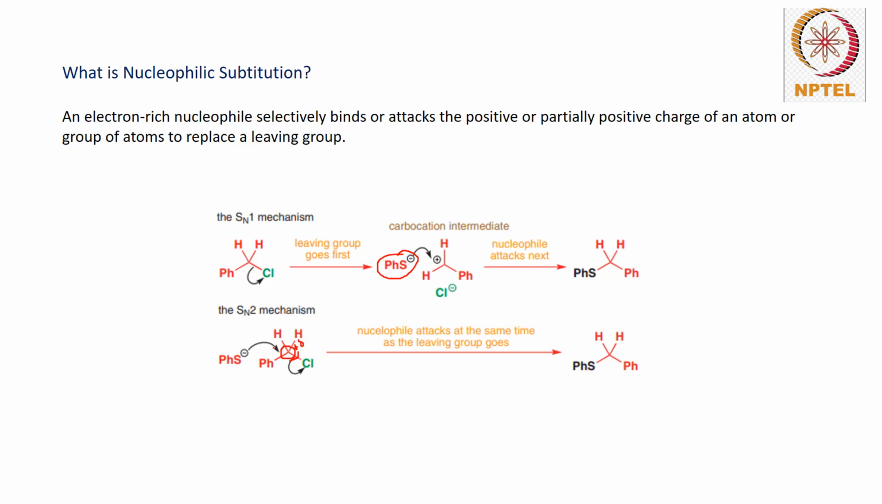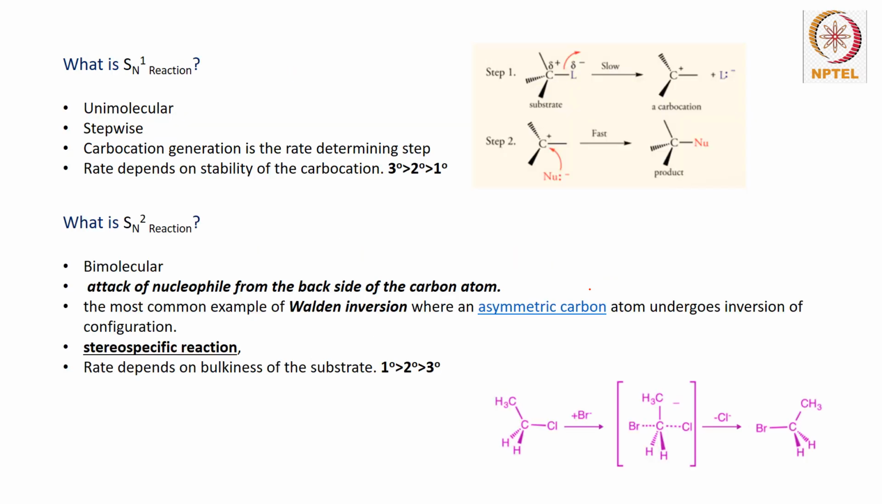Then the nucleophile will attack this partial positive center or a totally positive center and give a compound where the leaving group has been substituted by the nucleophile. See, there is no leaving group left, as it has been substituted by the nucleophile. That is called nucleophilic substitution. Now there are two types: one is SN1, the other is SN2. What is SN1?